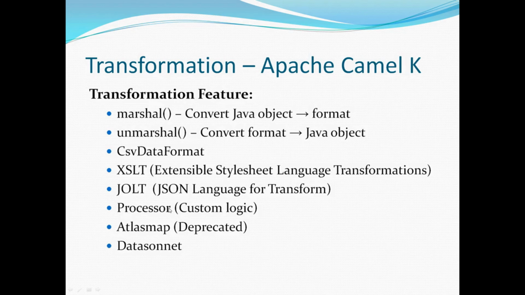Then we have Processor, where you can write your custom code to transform the payload. Atlas Map is a UI-based mapping tool with drag and drop kind of maps; it's a deprecated version. Then DataSonnet is another component which is used to do the transformation.